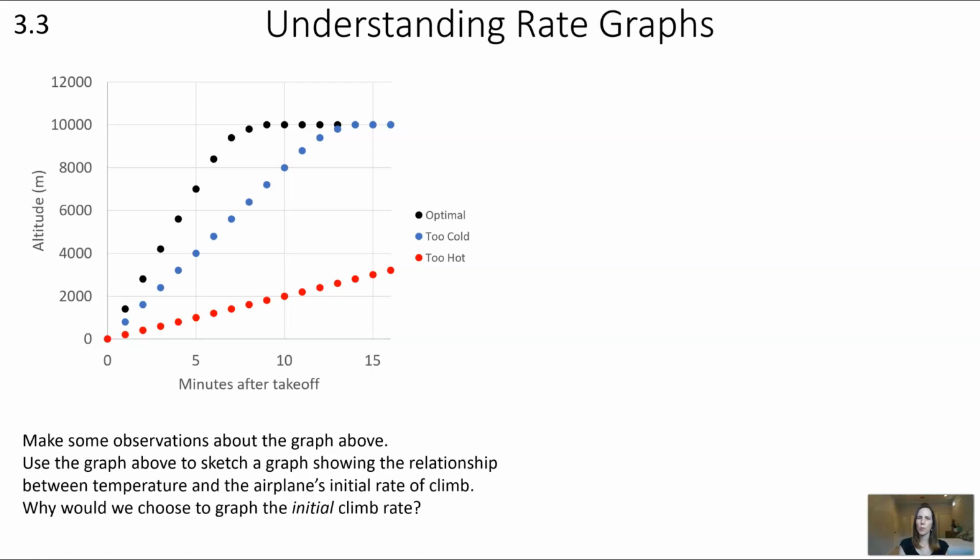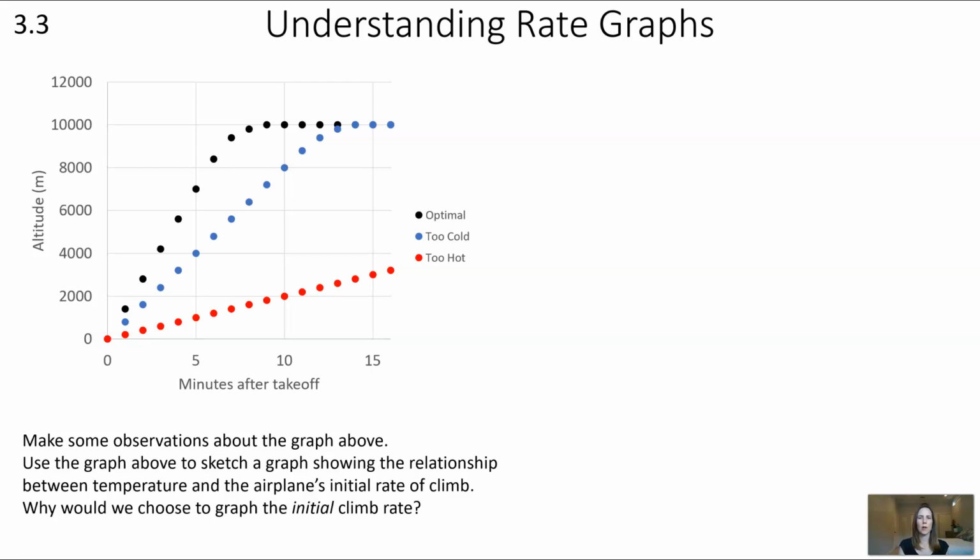One of the things I hope you noticed about this graph is that there are three variables being shown. On the x-axis is minutes after takeoff, so this is time. That's one of our independent variables. On the right, you can also see the legend representing three different temperatures. So temperature is also an independent variable. And both of those are affecting our dependent variable of altitude. So what we're looking at here is how an airplane's altitude is affected by both time and temperature.